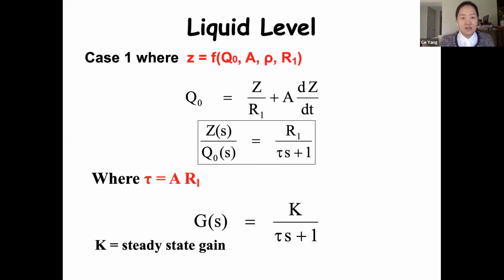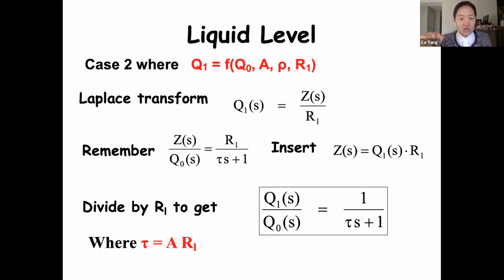And to solve it, we are in fact building an equation Z equals the function of Q0, A, rho, and R1. And in the end, we can get ZS over Q0S equals R1 over tau S plus 1. Here, the time constant for case 1 is tau equals A times R1. So the transfer function, in the end, we can get GS equals K over tau S plus 1. And K is the steady state gain.